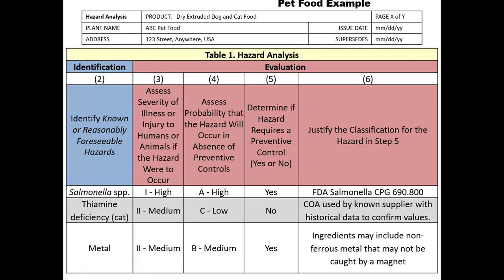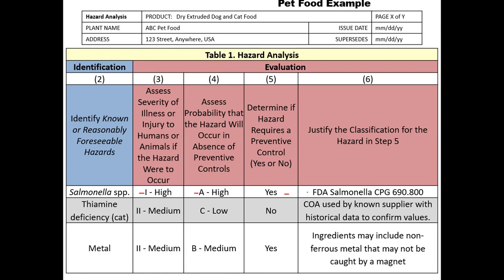We've got salmonella. So salmonella was addressed at a high severity and a high probability. Remember that pet food is considered adulterated if there is any salmonella in it at all. Livestock food, we were concerned about specific serotypes. Pet food is any salmonella. Okay, so the probability of that is going to be medium to high. I mean, you're bringing in raw ingredients with salmonella in them. So they decided this is going to be a yes. Their justification was the salmonella document from FDA.